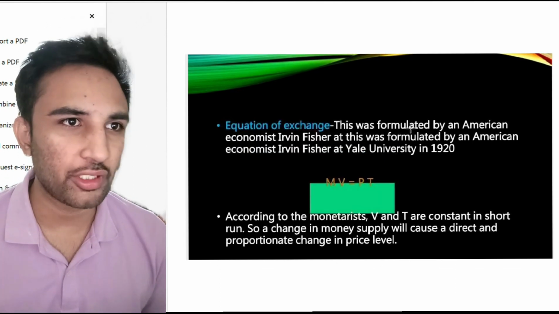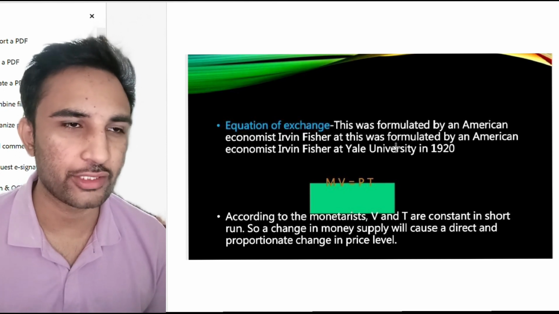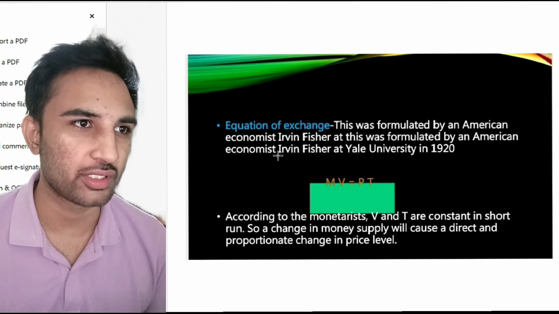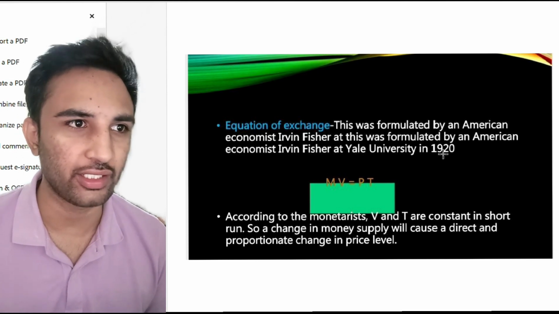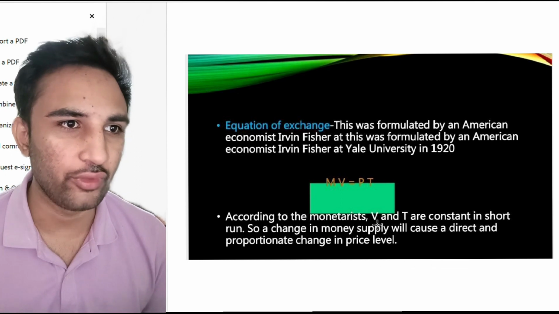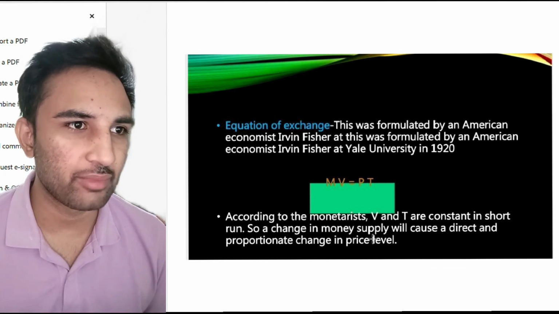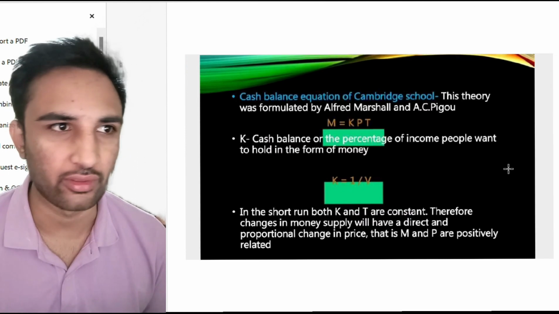This was formulated by an American economist Irving Fisher at Yale University in 1920. So according to the monetarist, V and T are constant in the short run. So a change in money supply will cause a direct and proportionate change in the price level.